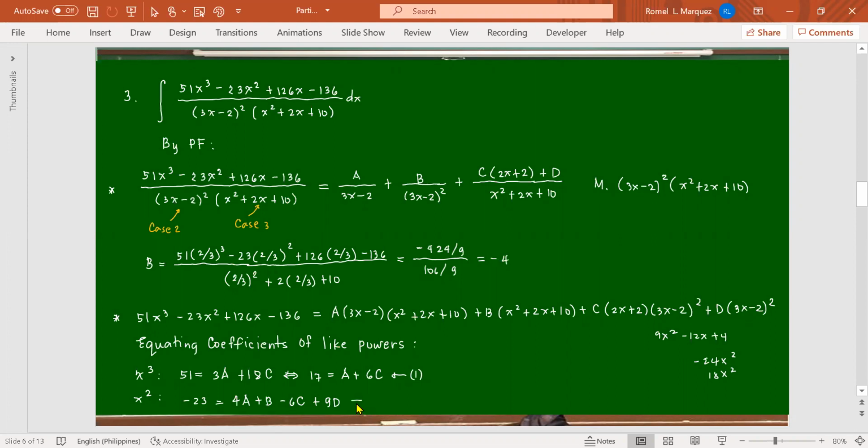So I think we can simplify this, we can work on this because you know already B, no? Since you know already B, I can simplify this into negative 23 equals 4A plus B, which is negative 4, minus 6C plus 9D. Let me now erase these things.